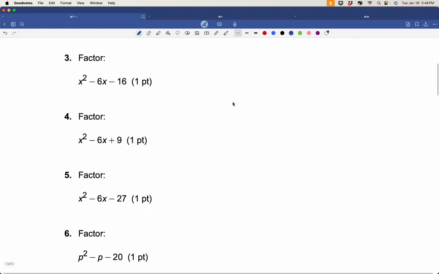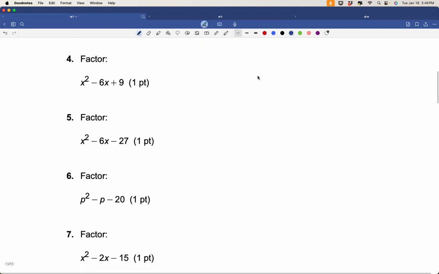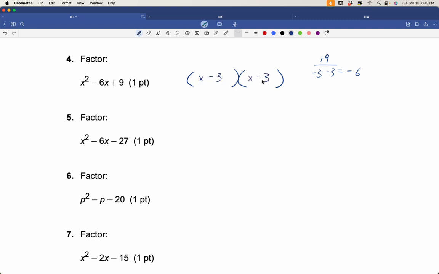Looking at number 3, we are going to create our binomials here. X goes in front. Negative 16 gives us a negative 6 when combined. That's going to be negative 8 and positive 2. When you add them together, that's what you get. So negative 8, positive 2. Here, we're going to look at positive 9. That gives us a negative 6 when combined. The only way we can do that is negative 3 times negative 3. So x minus 3, x minus 3 is how we would factor that.